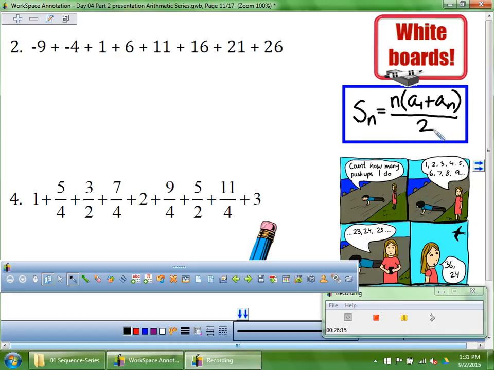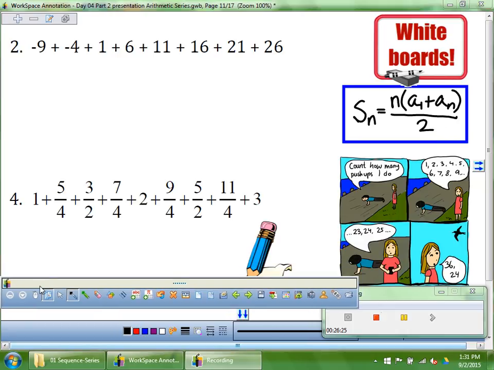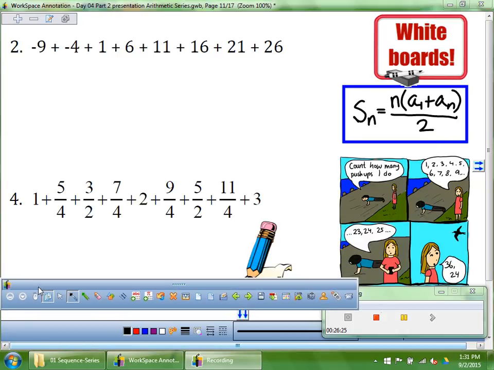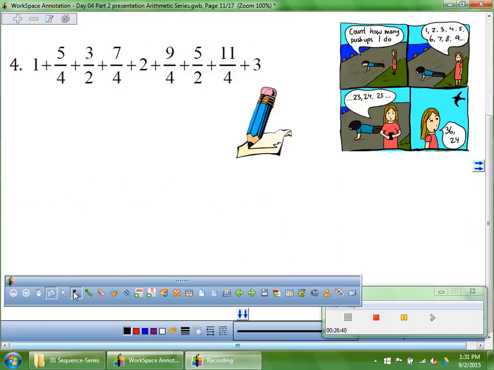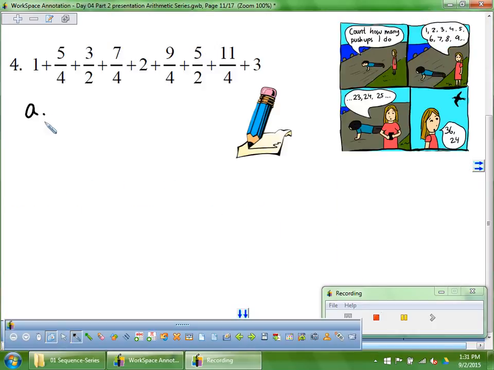All right, so what I want you to show me on your whiteboards is not the total, but can you find the first term and the last term? Yeah, show me the total. Let's see how we do. First term, last term, total. Yes. First term.